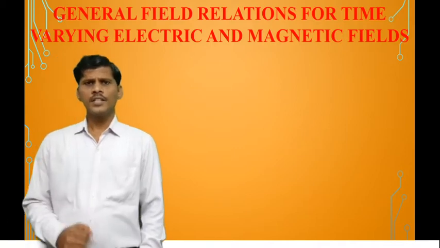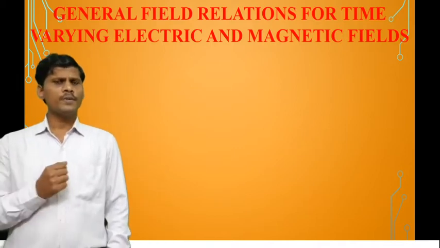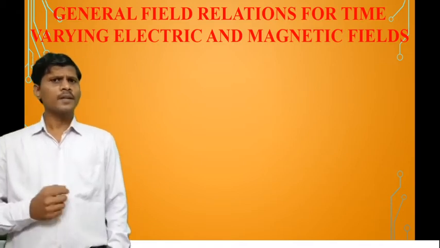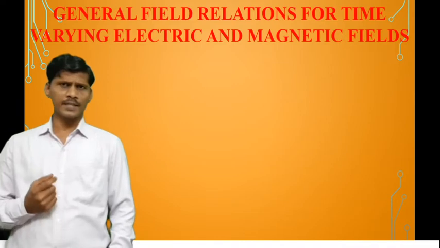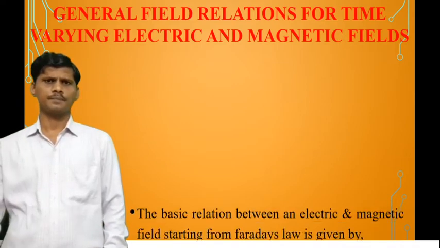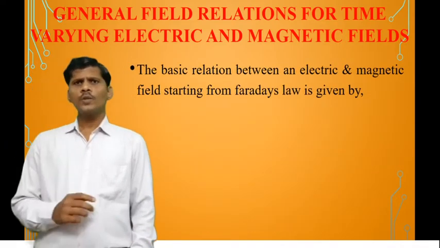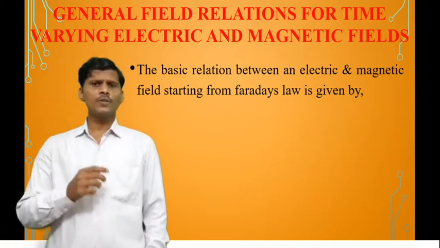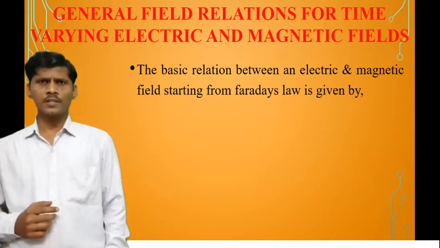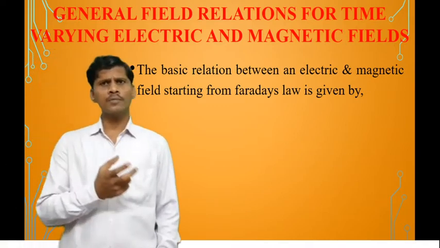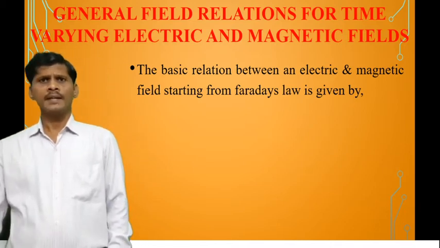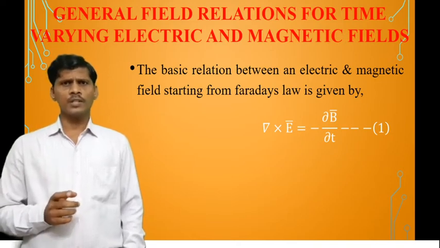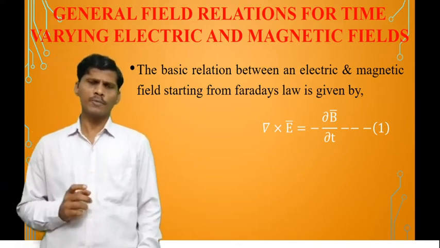Next one is general field relations for time varying electric fields and magnetic fields. We know the basic relation between electric fields and magnetic fields starting from Faraday's law. According to Faraday's law, the relation is given by del cross E bar is equal to minus dou B bar by dou t. This equation was already explained in the concept of Faraday's law.